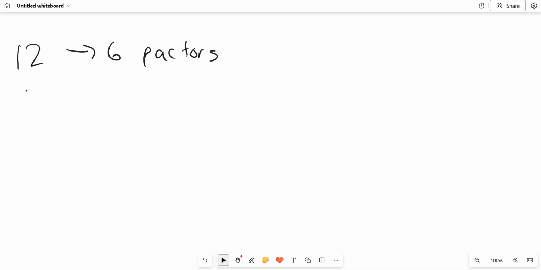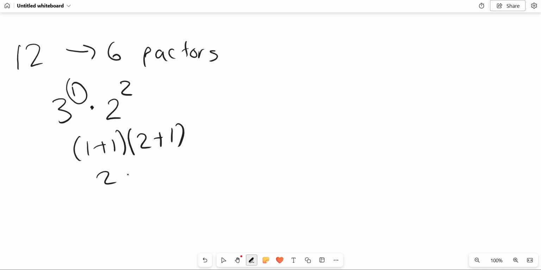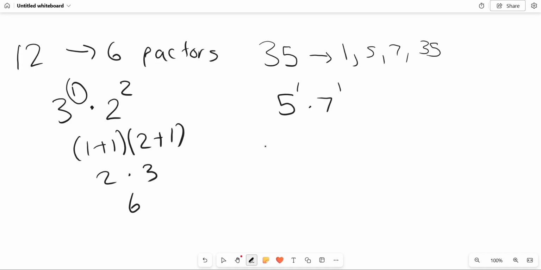Okay, so for example, with our original number 12, we know that it has 6 factors. We can split 12 into its prime factorization, 3 to the 1 times 2 squared. 1 plus 1 times 2 plus 1. 2 times 3, 6. It works. Let's take another number, 35. It only has 4 factors: 1, 5, 7, 35, right? We can also do that. 5 to the 1 times 7 to the 1. 1 plus 1 times 1 plus 1. 2 squared, 4.